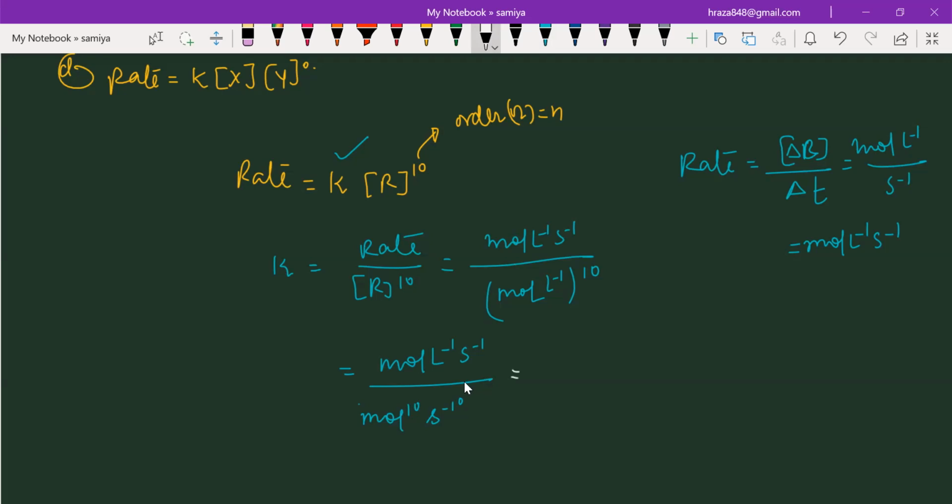Yes, sir. Now when this moves to numerator, it has a power 1: mole raised to the power 1 minus 10, liter raised to the power minus 1, second raised to the power minus 1, and when it moves upward, minus already and minus will come, then it will be positive. So the value will be mole raised to the power minus 9, liter raised to the power 9, second raised to the power minus 1. Is that clear? Yes, sir.